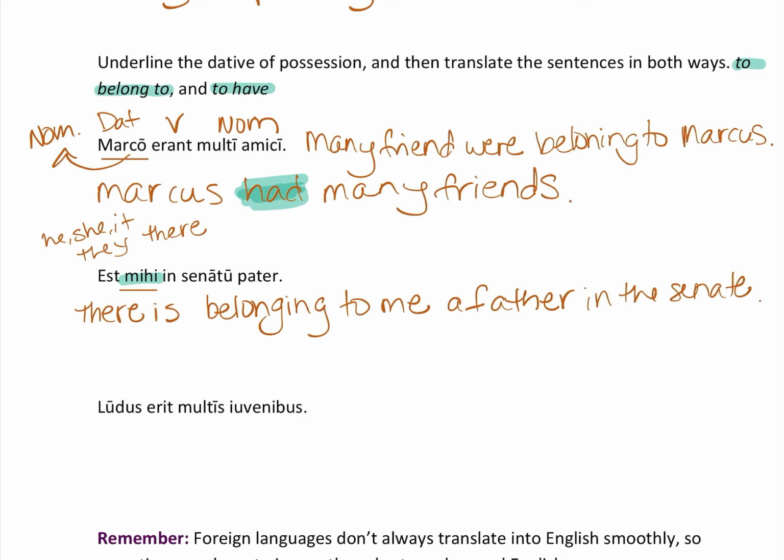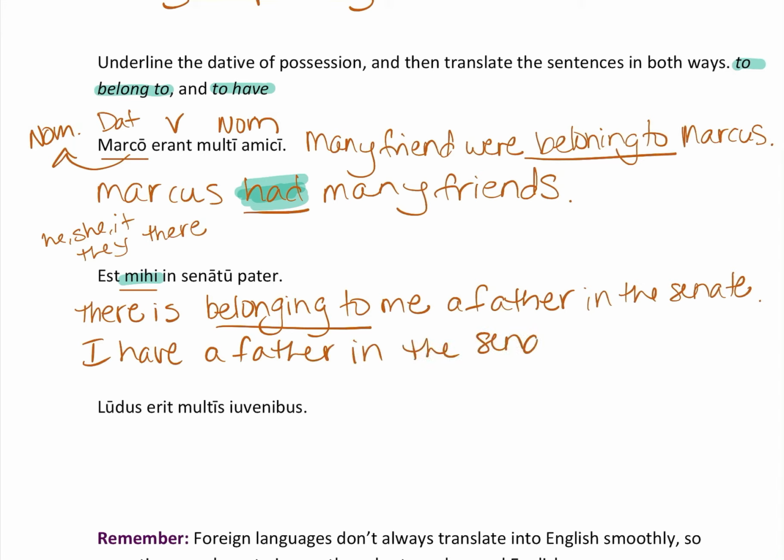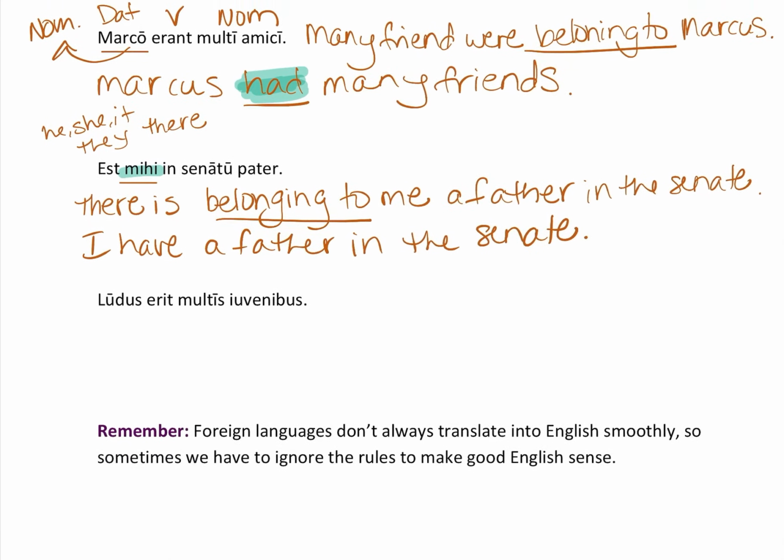So there's the belonging to, and now let's do the have one. I have, present tense, a father in the Senate. Makes much more sense, doesn't it? Yes, less awkward.